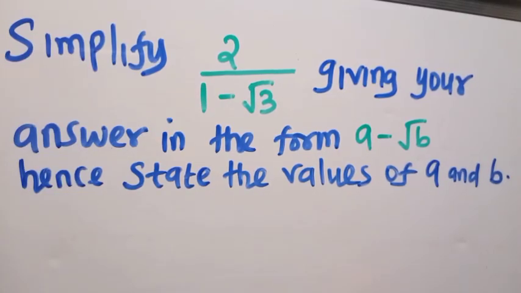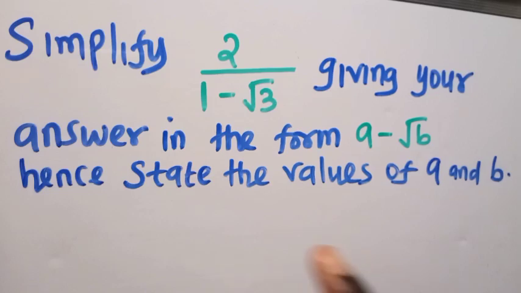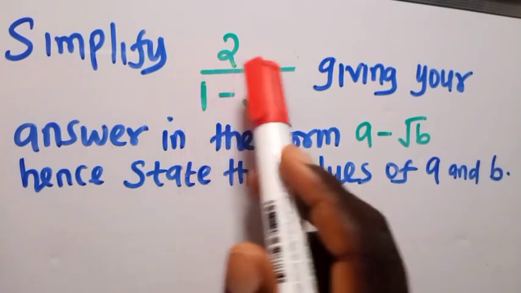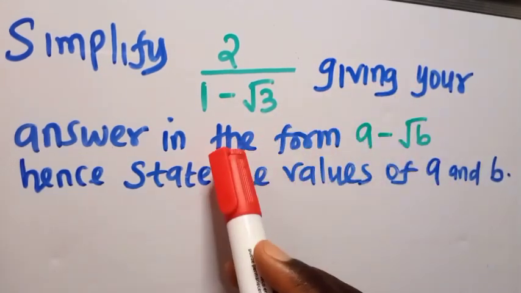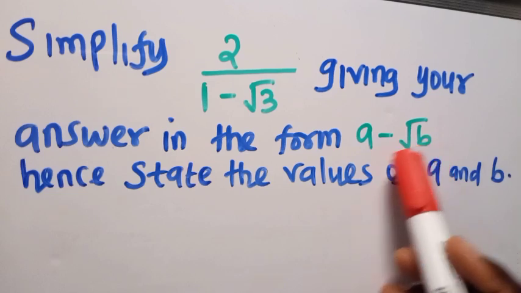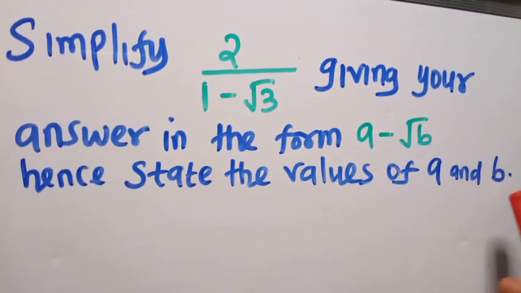Ladies and gentlemen, I want us to have a look at this question of surds. Now, the question is: simplify 2 all over 1 minus root 3, giving your answer in the form a minus the square root of b. Hence, state the values of a and b.